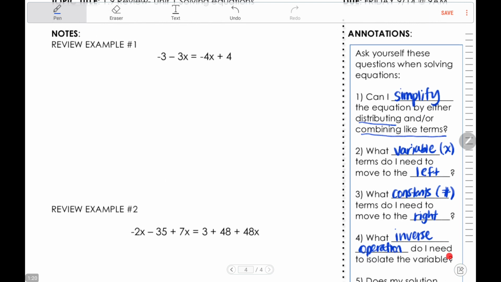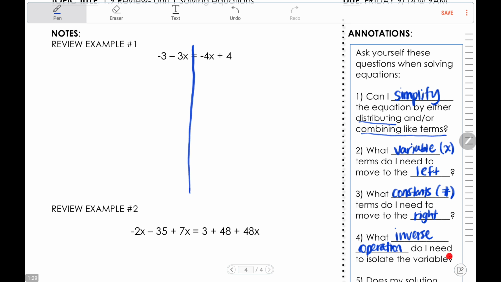So, for example 1, I'm going to set it up for you and you're actually going to try it on your own since we've done a lot of examples like this in class. So first let's make the equal line, and on the left hand side we're going to want variables, and on the right hand side we're going to want the constants or the numbers. Go ahead and try that on your own now.